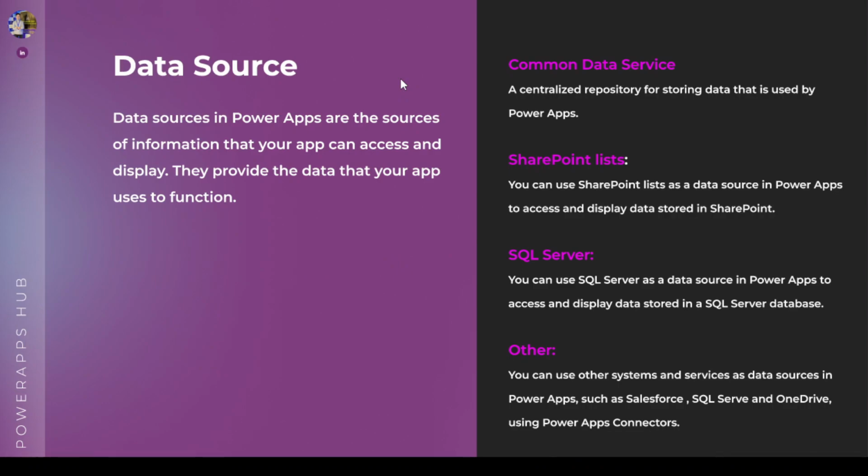Then we have data sources. Data sources in Power Apps are the sources of information that your app can access and display. In simple words, using data sources we choose from where we need to display the information in Power Apps. Let's say you have a SharePoint list which contains employee information that you need to connect with Power Apps to display the employee information in a table where you can apply filters, search any employees you want, and add, delete or update existing entries. For that, the SharePoint list is what we call a data source.